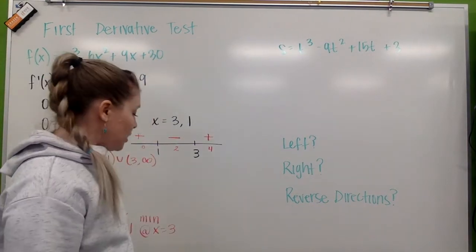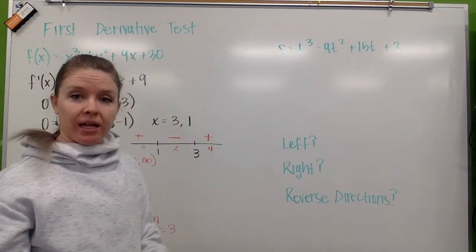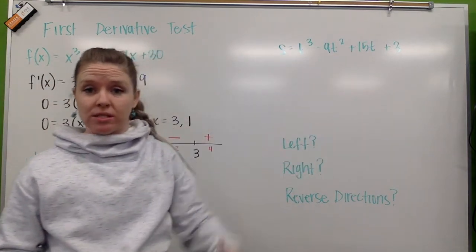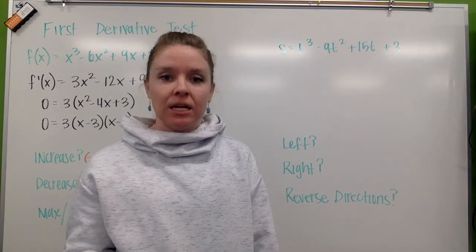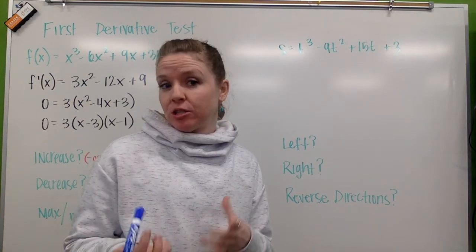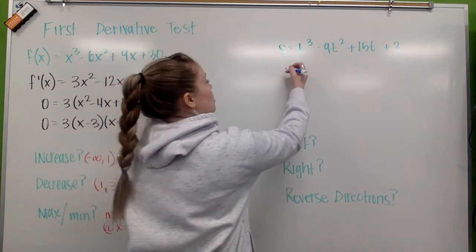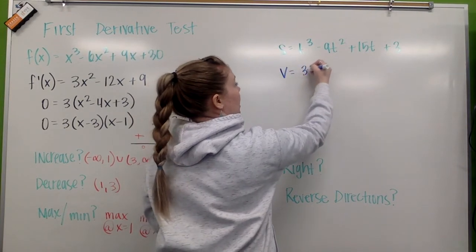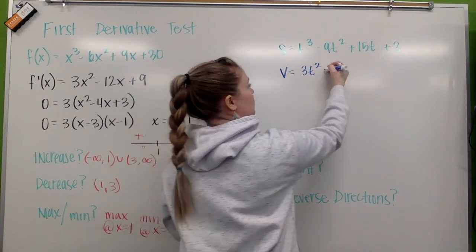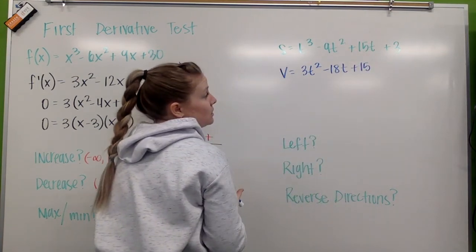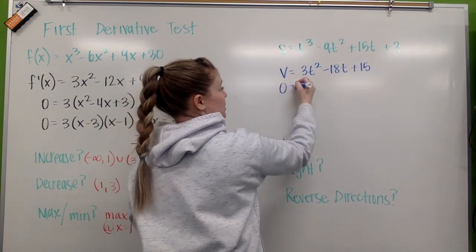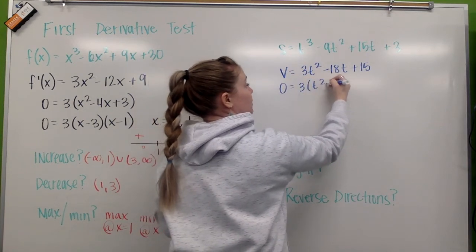Okay, over here we have a position formula. That's why it says S equals. It's a position. So when we take the first derivative, we're looking at velocity. That's going to give us a little bit more information about what is happening. So if I take the derivative and I get my velocity formula, 3t squared minus 18t plus 15. Again, I'm going to set this equal to 0 to find those critical values.